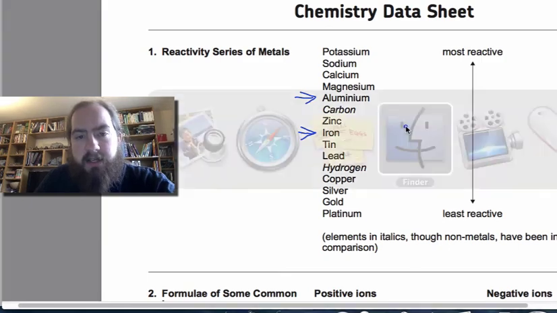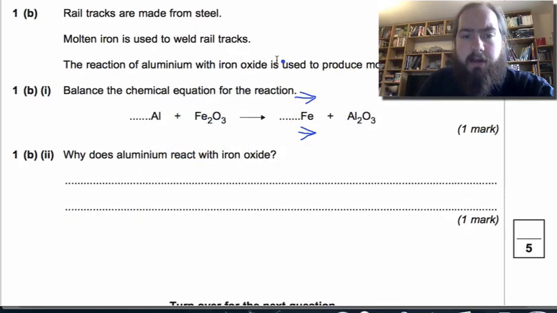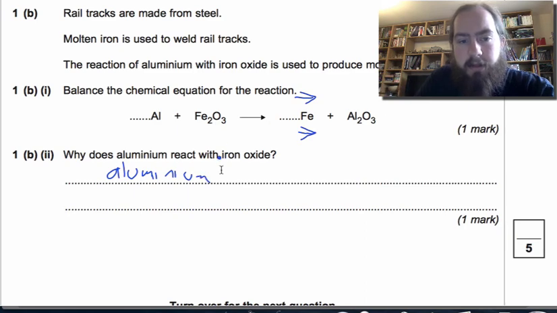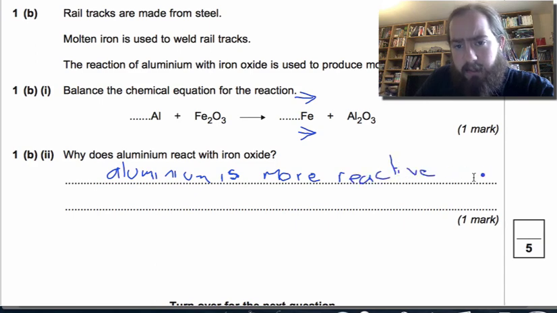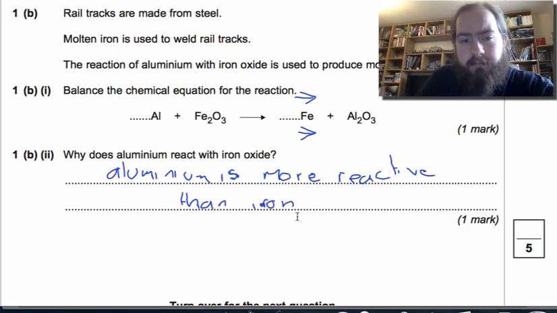What this means is that when they're reacting, the aluminium will replace the iron in the oxide. So why does aluminium react with iron? Aluminium is more reactive than iron. That'll get you 1 mark there.